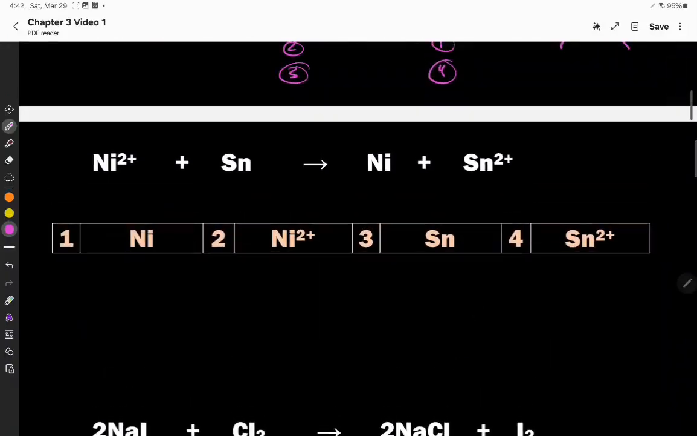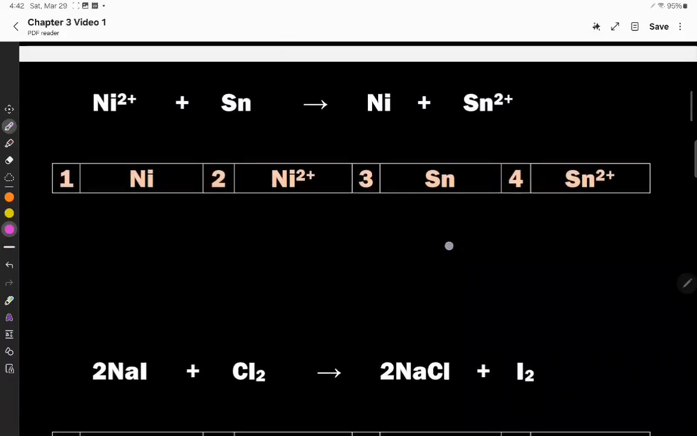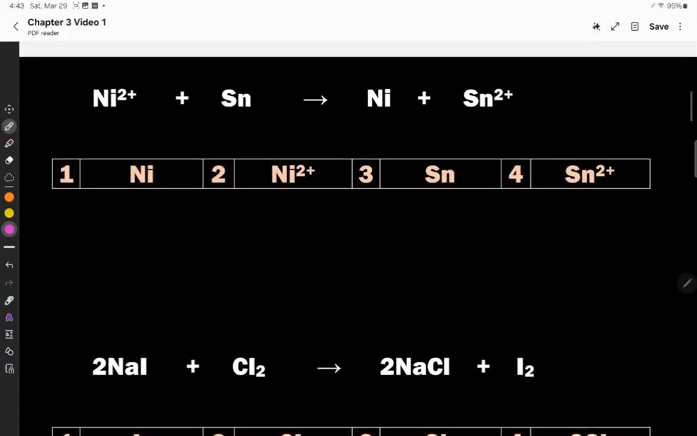Let's look at equations. If it gives us in the exam equations with their oxidation numbers. Ni 2 positive. After the arrow, 0. So from 2 positive to 0, this is reduction. So it is oxidizing agent. Sn from 0 to 2 positive. What happened to it? Oxidation. So it is reducing agent.